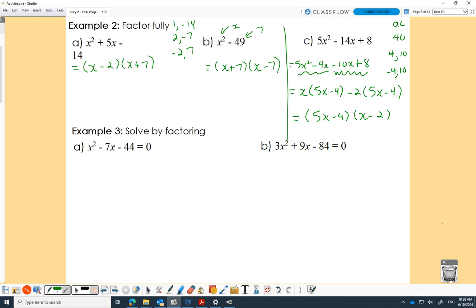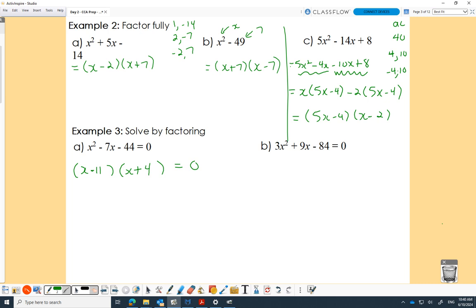So here's the checklist again. Common factor? No. 3 terms? Yes. Simple trinomial? Yes. So I'm just looking for 2 things that multiply to negative 44, but add to negative 7. Here goes the whole list again. 1 and 44? No. 2 and 22? No. 3 doesn't work. Negative 11 and positive 4. But if you know what you're looking for, it's just perseverance. It's just playing with your calculator until you find the 2 numbers that multiply to that 44, but add to the negative 7.